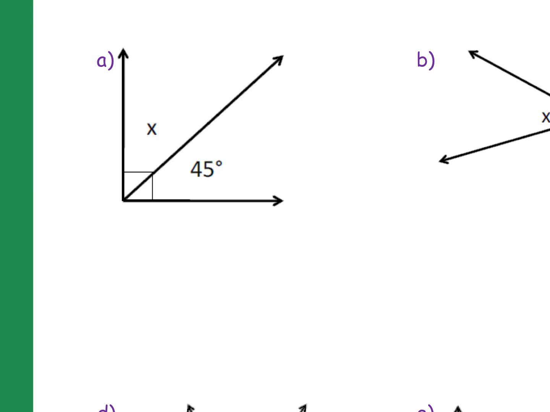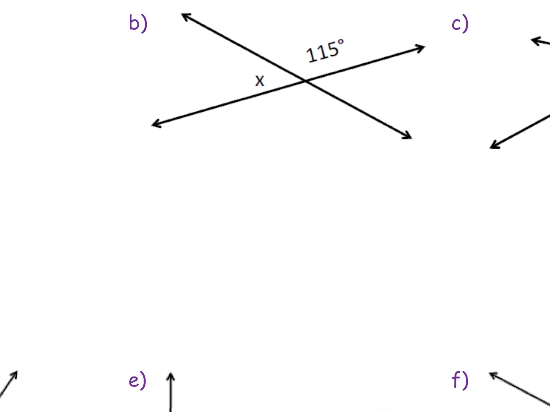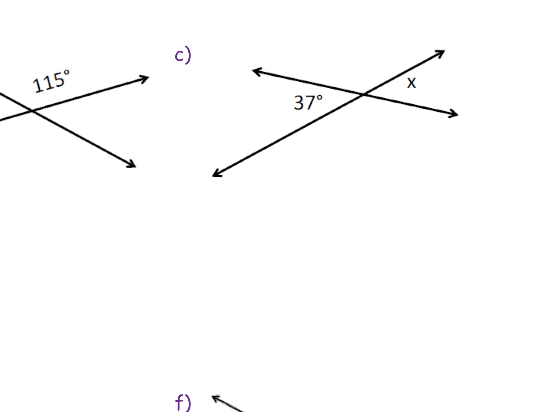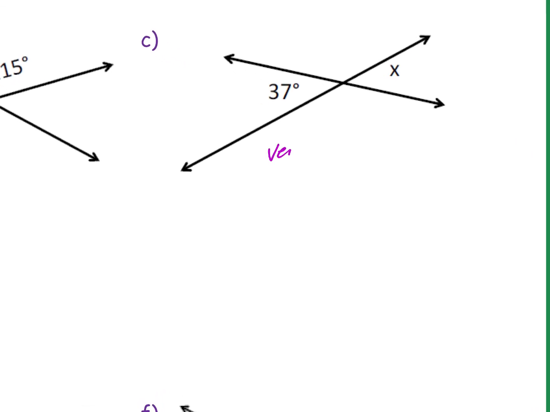Started. Okay, so let's just go over these really quick. If you have any questions on any of the 6, please let me know, okay? So the first one is complementary, and x is going to equal 45 degrees. And then number B is linear, and x is going to equal, I think it's 65 degrees. And then number C is vertical, and x equals 37 degrees.